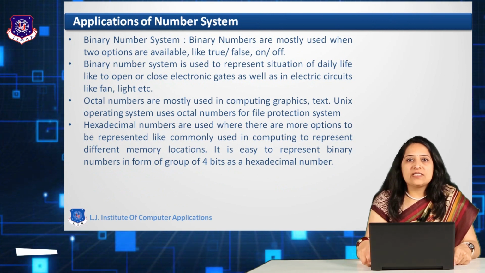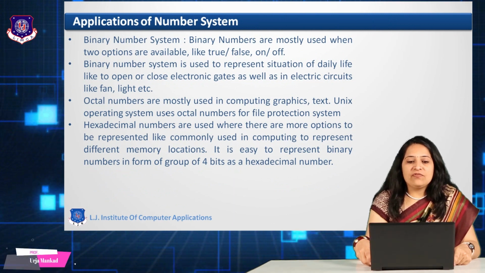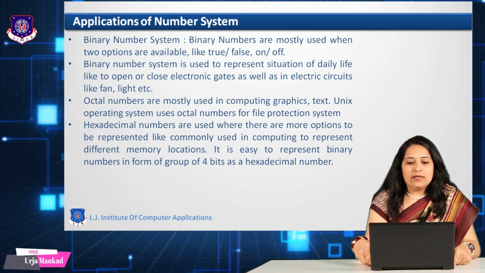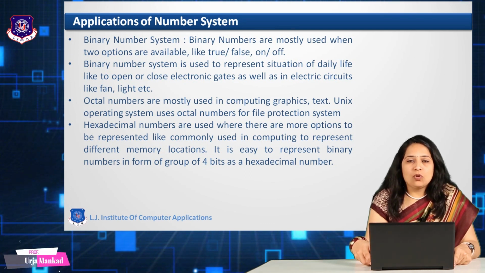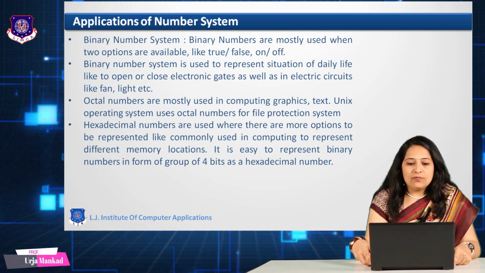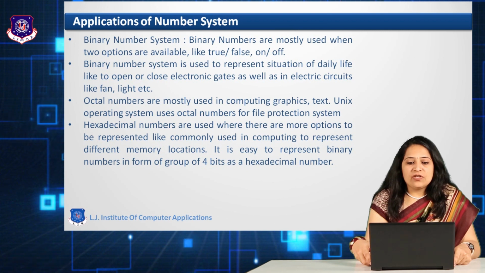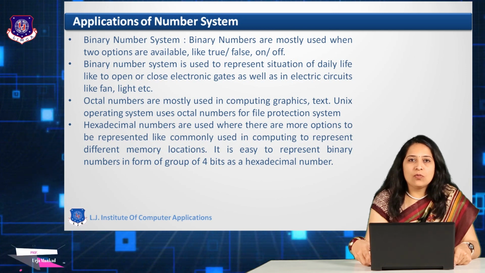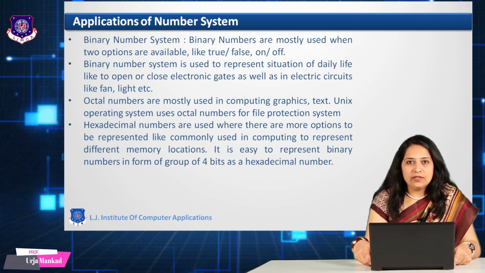Now, where are these number systems used? The binary number system is used mainly where we want to apply some logic like true or false, on and off. For example, in daily life, suppose I want to do some programming to open and close a door, then we can use binary numbers. Octal numbers are mainly used for representing computer graphics. In the Unix operating system, we use octal numbers for the file protection system. Hexadecimal numbers are also used where more options are required. So, these are the applications of number system.